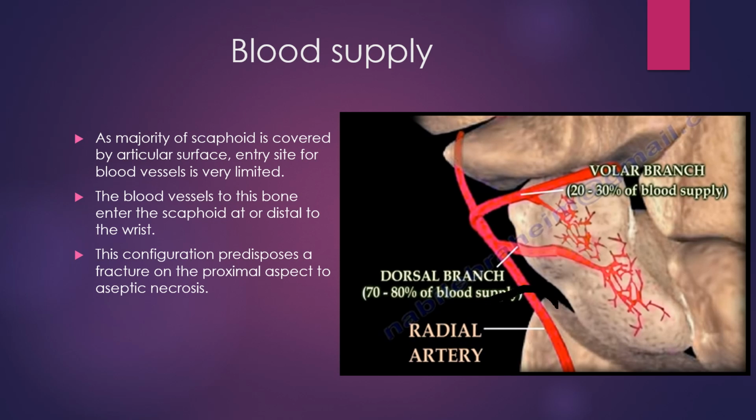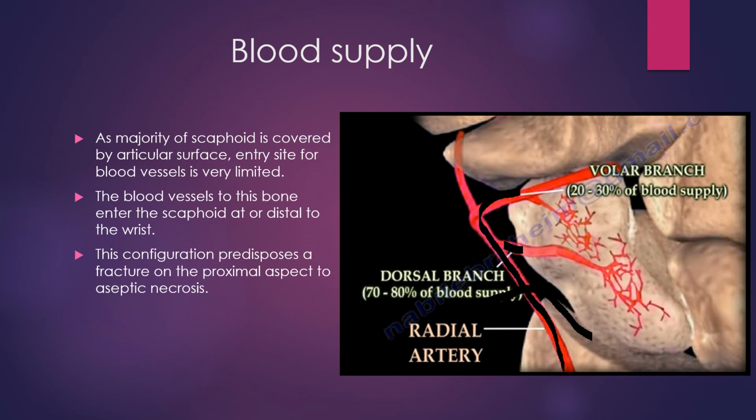This is your wrist joint. So the blood supply has to enter distal to the wrist joint. So this configuration predisposes the fracture on the proximal aspect to aseptic necrosis or avascular necrosis. See, this is your radial artery. It is giving two branches, the volar and the dorsal branch. Both are entering from distal to proximal. So the blood supply is retrograde. It is in the opposite direction.